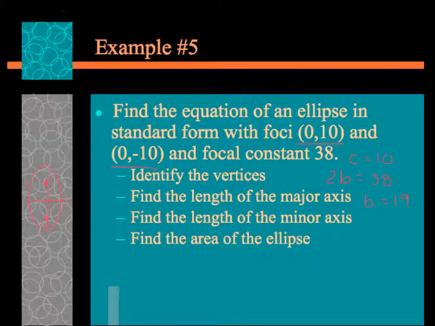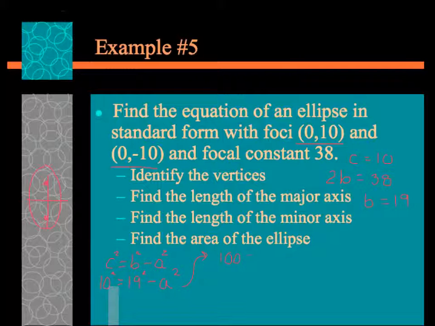Now the only thing that's missing is our a. We know with b and c we need our a. So again, when we look at our little organizer, we know that c squared on ellipses can always be found by taking bigger squared minus smaller squared. And in our case, bigger is going to be the b's because they're on the vertical or major axis in this case. So let's plug in everything we know. We'll have 10 squared is equal to 19 squared minus a squared.